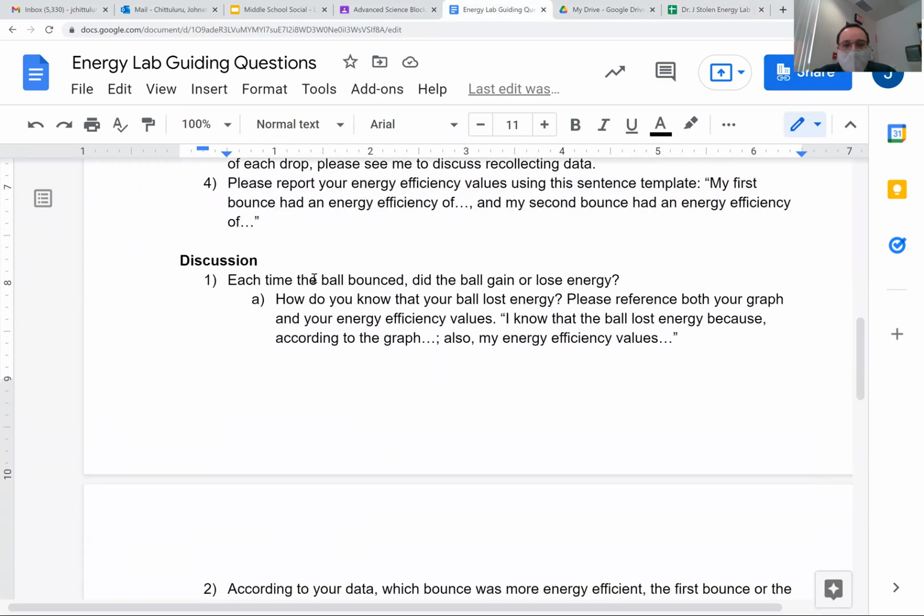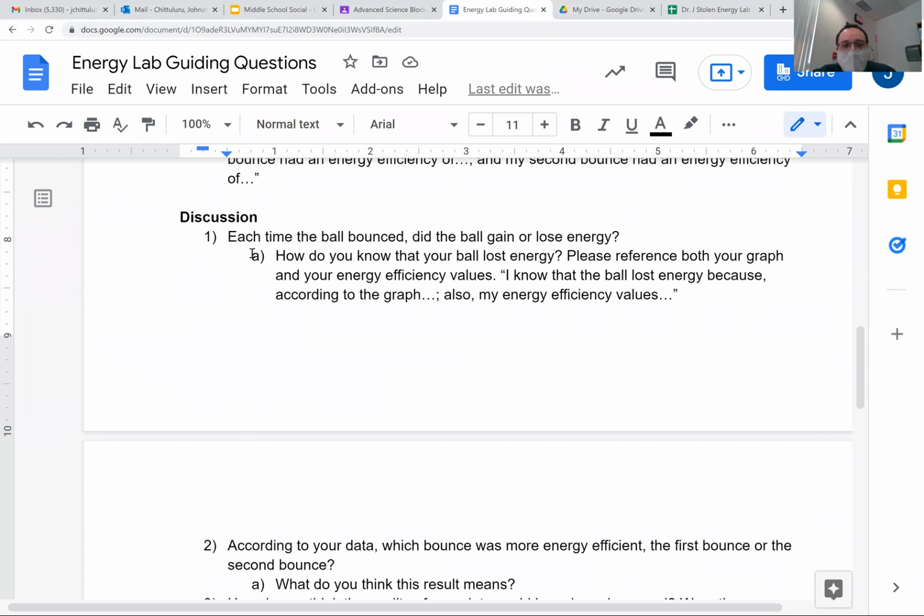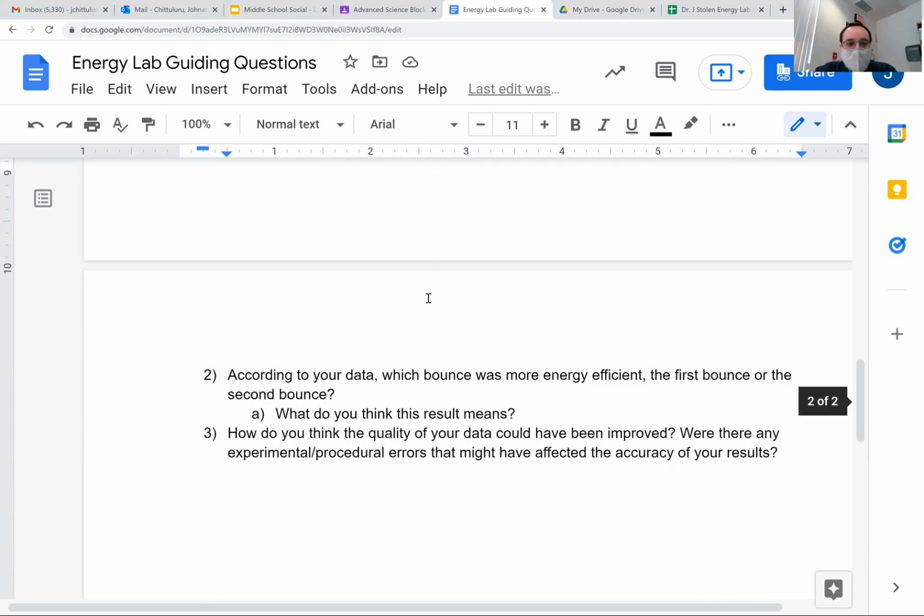All right, so now we're on the discussion here. So each time the ball bounced, did the ball gain or lose energy? Okay, you should know the answer to that question, right? And how do you know? So you've got to reference both your graph and your energy efficiency values. Like you could say, I know that the ball lost energy because according to the graph, right, the amount of energy went down with each successive bounce or drop, right? Also, my energy efficiency values, right? They were less than 100%, okay? So that indicates that energy was lost, all right?